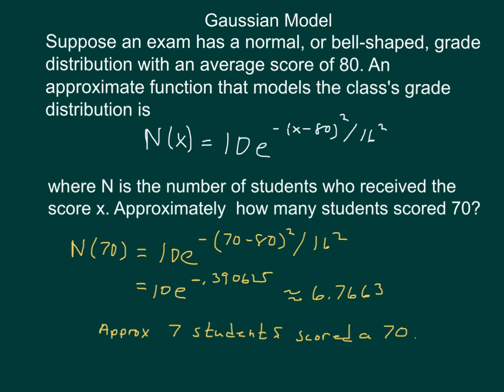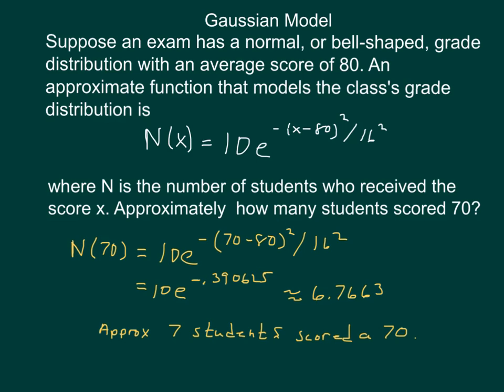The next one we're going to look at is a Gaussian model. In this case, some of the ones that we have are going to be more along the lines of plugging things in, and that's really what's happening here. You're plugging something in for x and finding out what n is. We're going to suppose an exam has a normal or bell-shaped grade distribution with an average score of 80. An approximate function that models the class grade distribution is n of x equals 10e to the negative (x minus 80) squared over 16 squared. Now, n is the number of students who received a score of x.